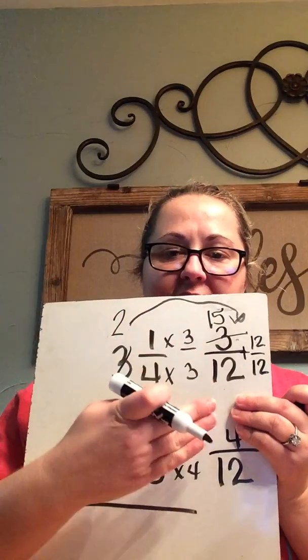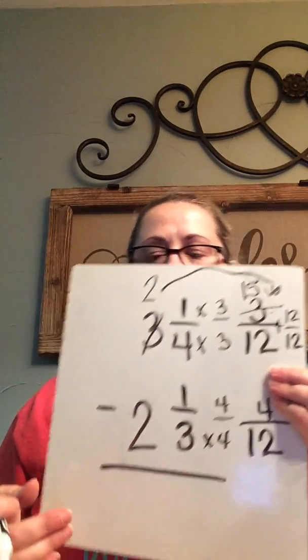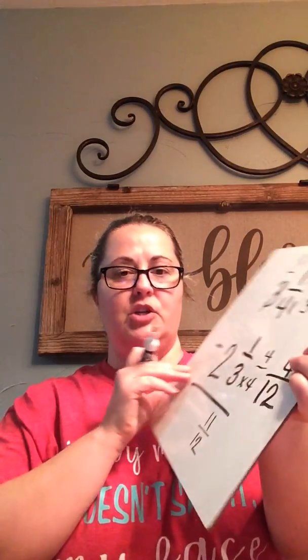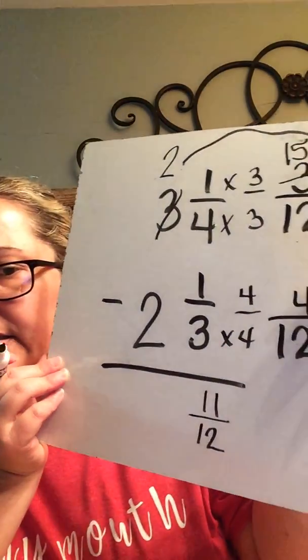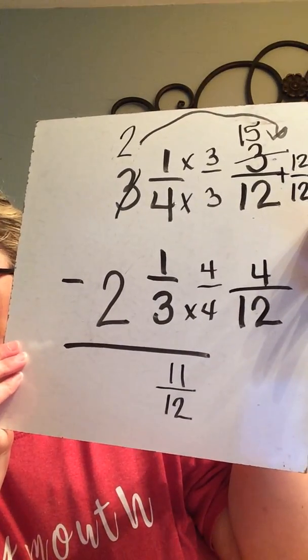Now we have 15 minus 4, and that's a math problem that we can work. Okay? So now, when I subtract 15 minus 4, I'm going to get 11. The denominator is going to stay the same, and then 2 minus 2 technically is 0, so we don't have to have a whole number written down any longer.